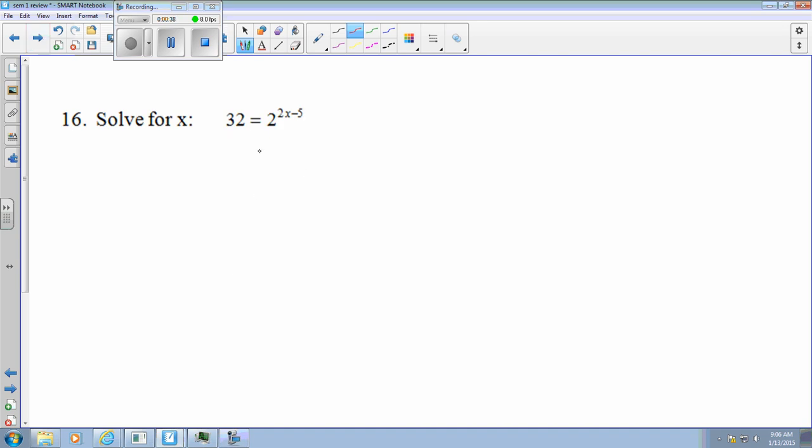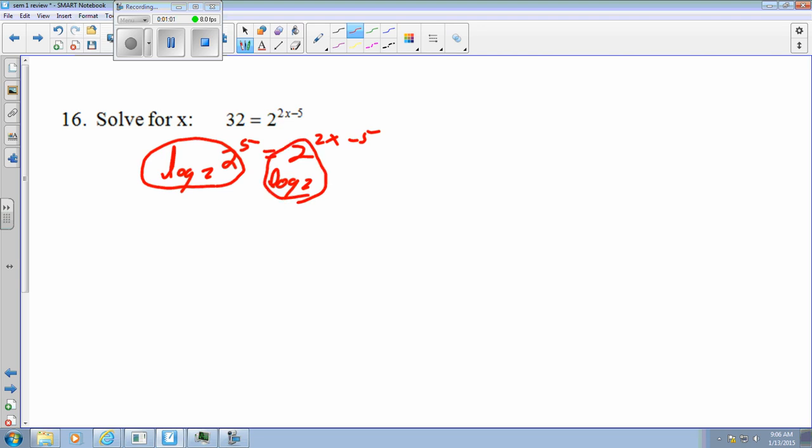If we're going to solve this, we need to have the base numbers being the same, so I'm going to write 32 as 2 to the 5th. Now that I have the base numbers the same, we're going to do log base 2 of both sides, which log base 2 of 2 to the power of goes away. So I'm left with 5 equals 2x minus 5. 10 equals 2x. X must be 5.